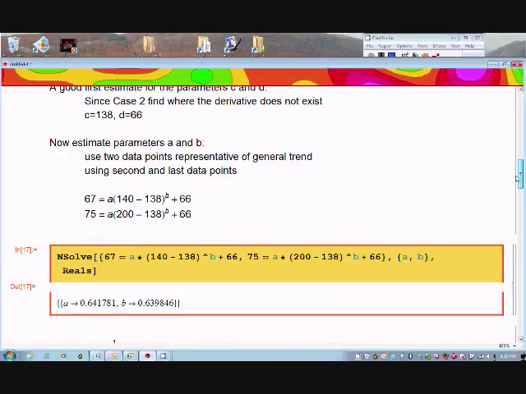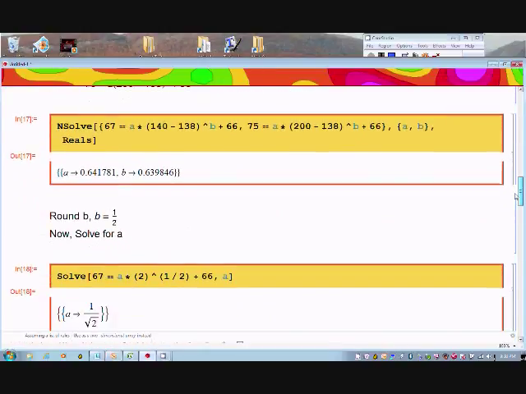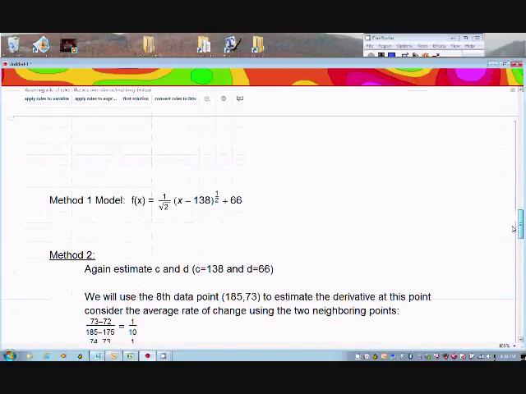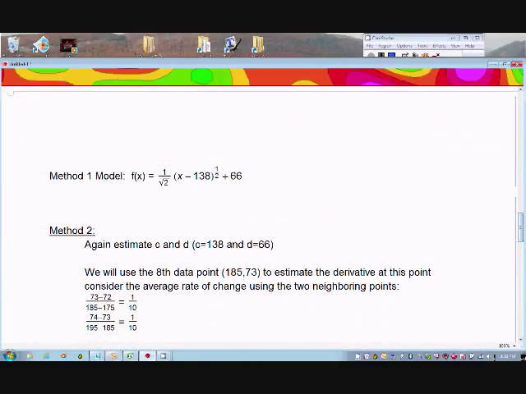So in this case, like I said, we're going to use the 8th point, and so we're going to look at the 8th point and the two neighboring points. So 73,185 is that 8th point, and 72,175 is the point before it. When you take the difference in the y's over the difference in x's, you get 1 over 10. And the same when you take the points on the other side, 73 to 74 and 185 to 195, again 1 over 10.